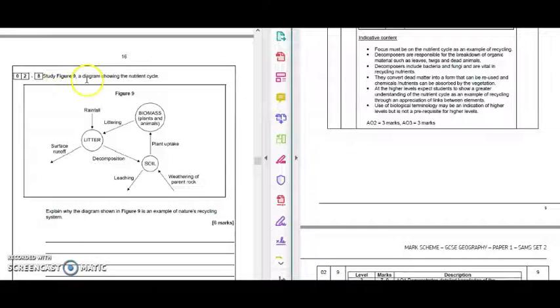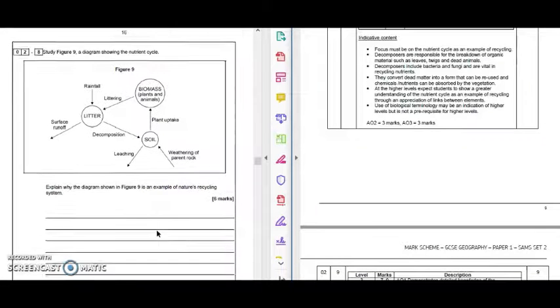2.8, study figure 9, a diagram showing the nutrient cycle. So what we've got then is a load of circles and a load of arrows. And your 6-mark question is explaining why this diagram is an example of nature's recycling system. So in other words, you've just got to try and explain what is going on and do it in enough detail to get 6 marks.